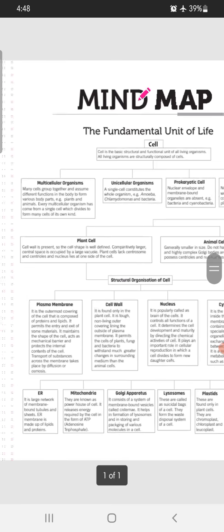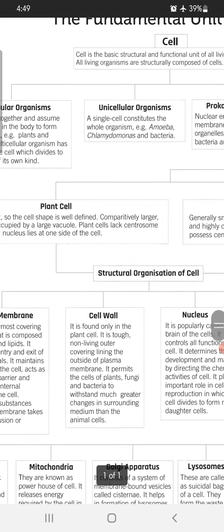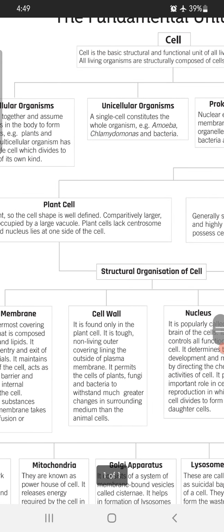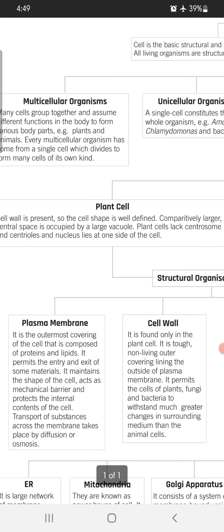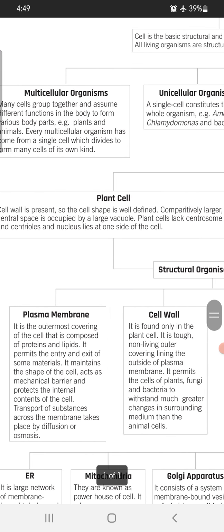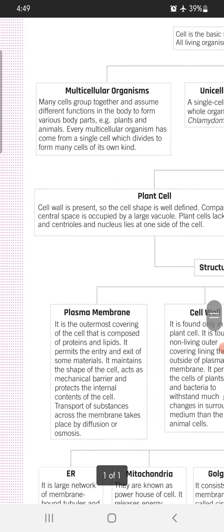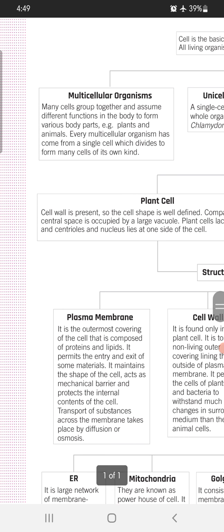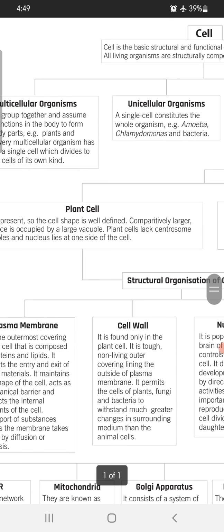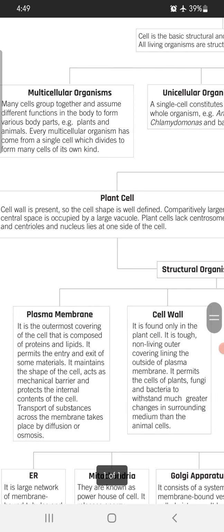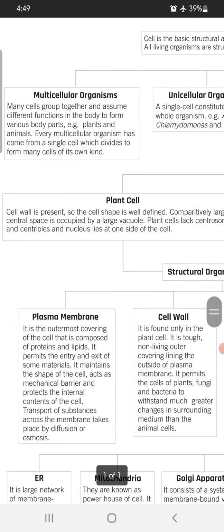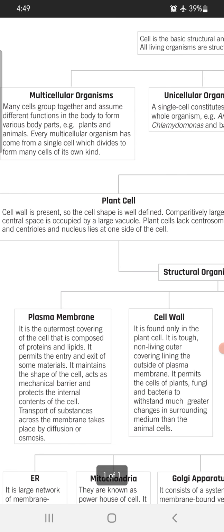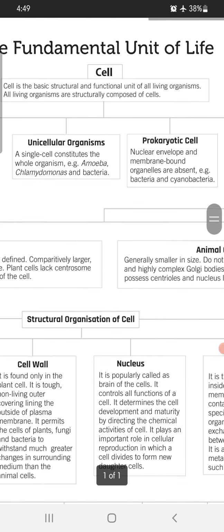Now, here we have to see the two different kinds of cells, that is plant cell and animal cell. They are actually the type of the eukaryotic cell. So children, plant cell in which cell wall is present. Due to the cell wall, a cell has a proper, defined shape, having a large vacuole to store food, waste material, etc. Plant cell does not have centrosomes, and the nucleus lies at the side of the cell, not at the center.